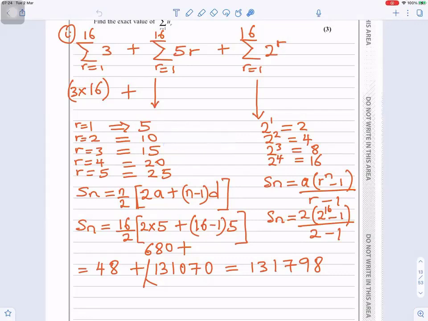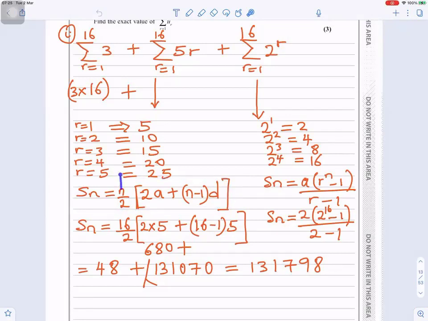So in an exam, you don't have to do it 16 times and then add them up. That would take you a very long time. So what you do, you use the formula for the nth term of an arithmetic sequence. This formula, you get it in the formula book.